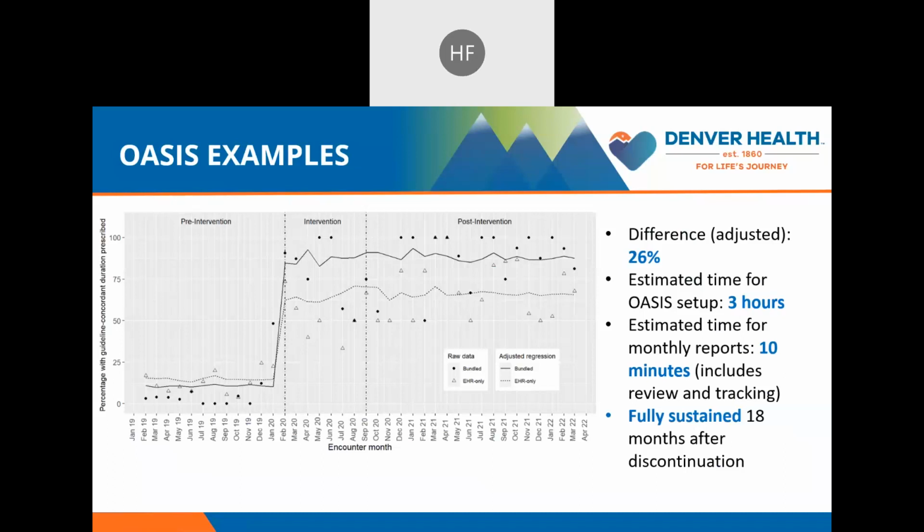And the bottom graph here with the dotted line shows just some electronic health record changes that we made, and that improved guideline concordant prescribing by about 50%. When we added audit and feedback, it improved it by an additional 26 absolute percentage points. It took us about 3 hours in order to set up the OASIS code. Keep in mind that we have done OASIS quite a bit, and so we're kind of experts at doing this. About 10 minutes per month to just look at the reports, and I could do that directly from my phone. And then the results of this were fully sustained 18 months after we discontinued the program.